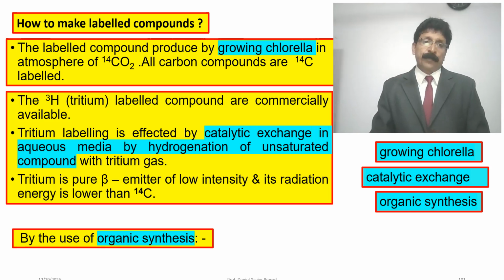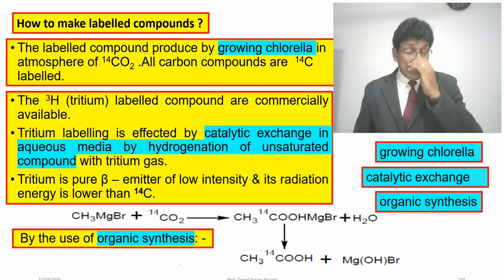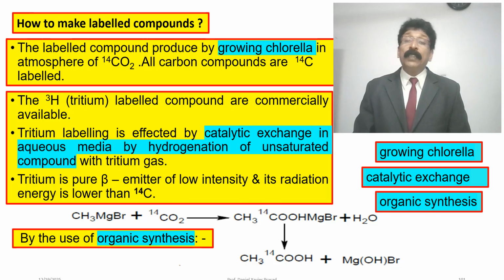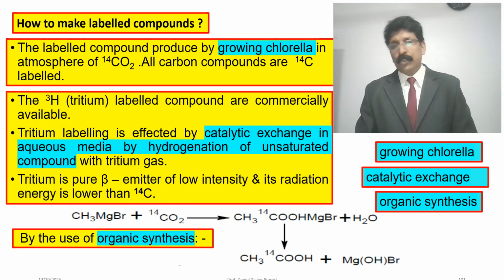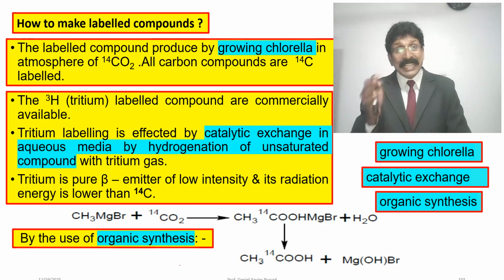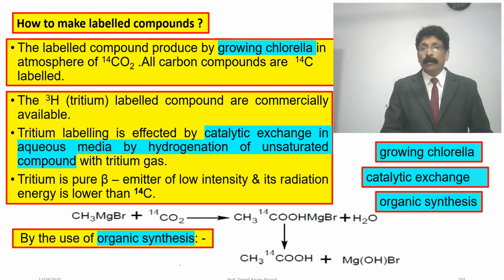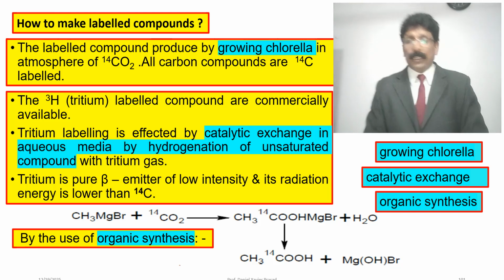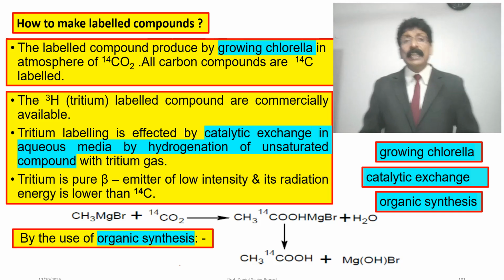By the use of organic synthesis, you can use Grignard reagent CH3MgBr reacting with carbon dioxide, the carbon dioxide having the carbon 14 isotope, which gives acetic acid CH3COOH with carbon 14. That carbon is also the isotope of C14. When you add a Grignard reagent, that can give acetic acid CH3C14OOH and MgOHBr. This can be obtained. So three things, how to make a labeled compound.